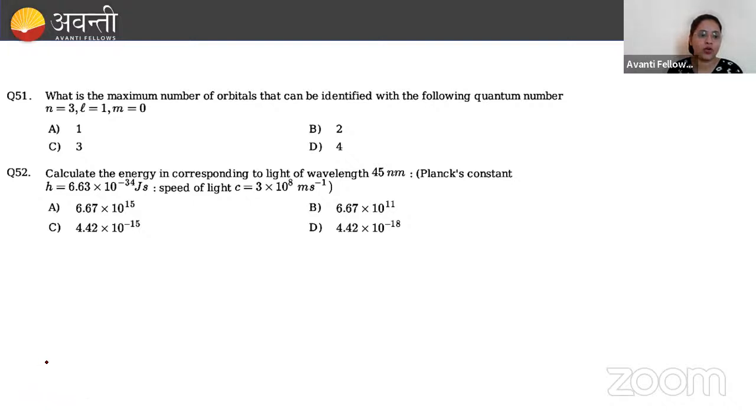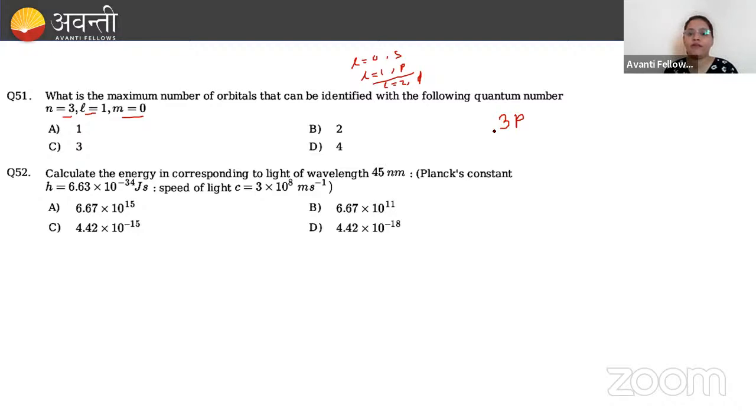The first question is: what is the maximum number of orbitals that can be identified with the following quantum numbers, that is n is equal to 3, l is equal to 1 and m is equal to 0. When n is equal to 3, that is the principal quantum number, we write the orbital as 3. When l is equal to 0, it is an s orbital; l is equal to 1, it is a p orbital; l is equal to 2, it is a d orbital, and so on. So here l is equal to 1, that is, it is a p orbital, right?